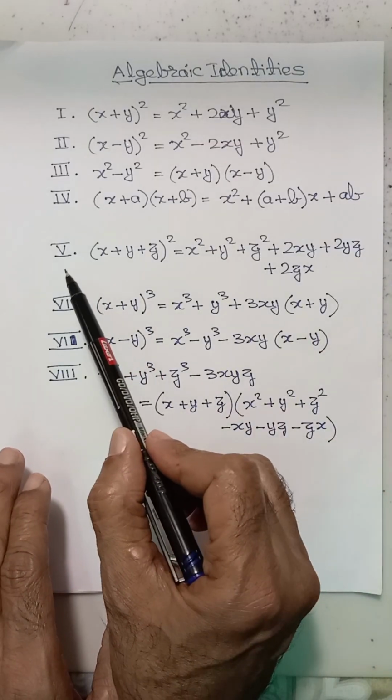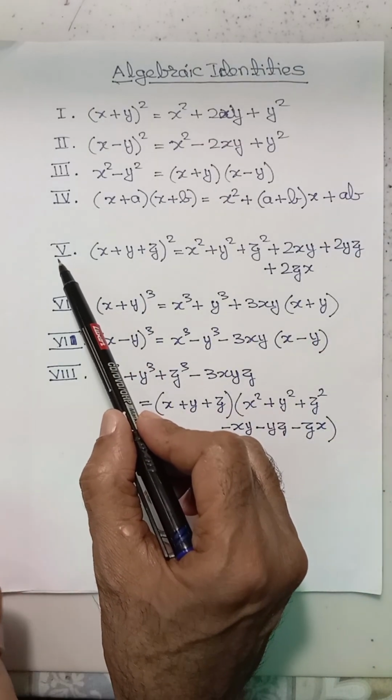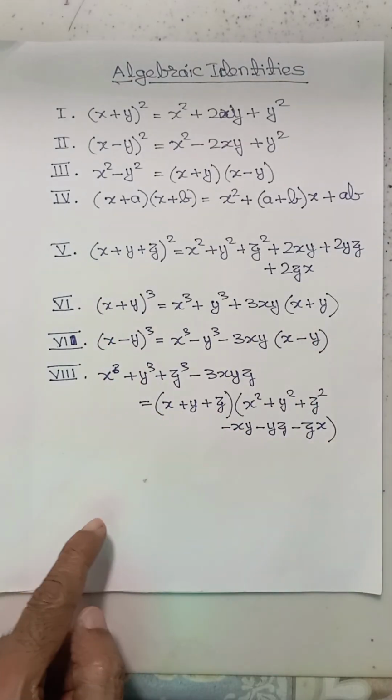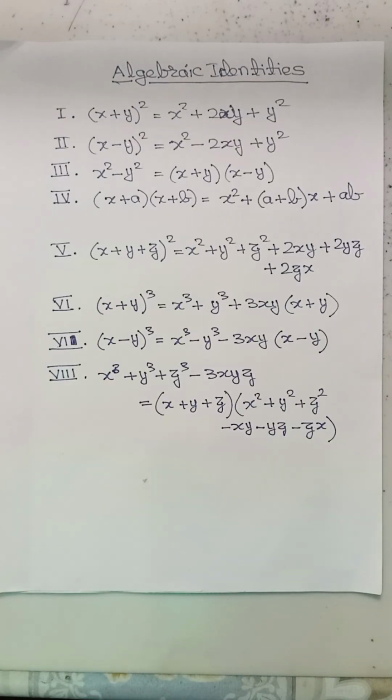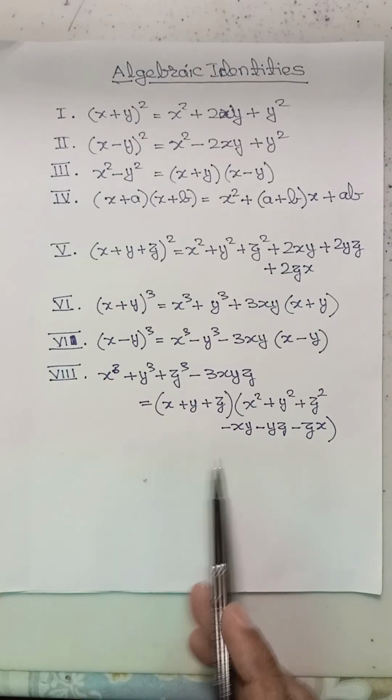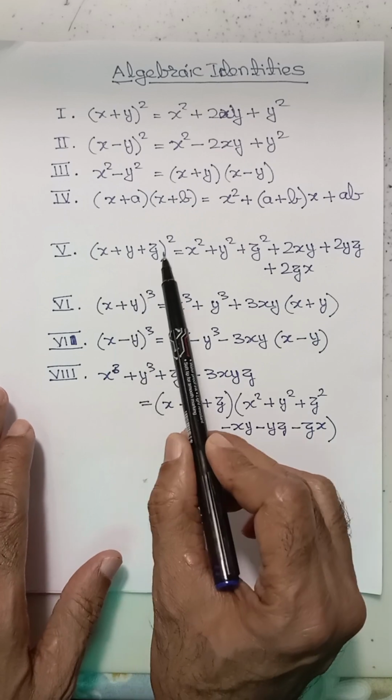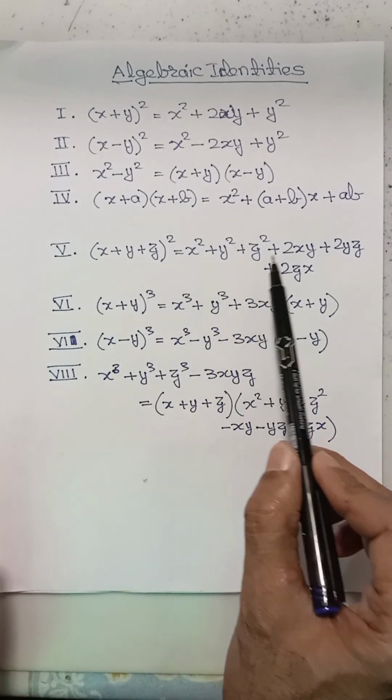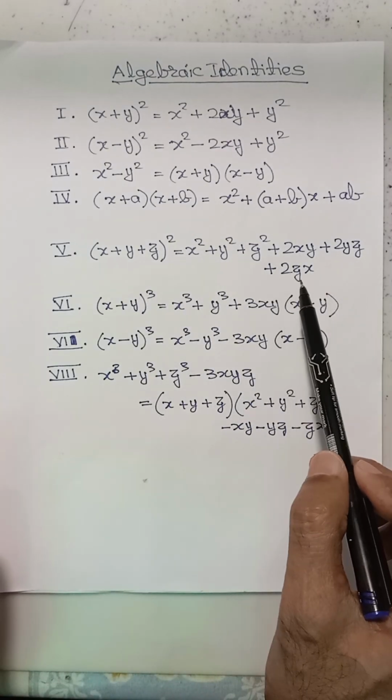Now in class 9th there are 4 algebraic identities which you can see on the screen. Now we will try to prove them one by one. We will try to derive the formula. First formula is (x + y + z)² = x² + y² + z² + 2xy + 2yz + 2zx.